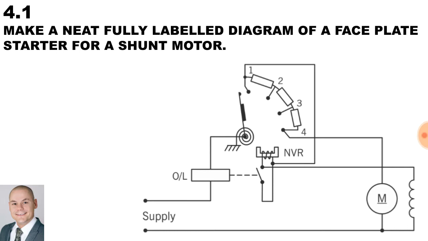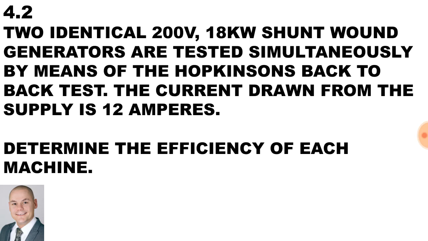Now it's important to note that this is a shunt motor, therefore the field winding and the armature are in parallel. We have our resistors connected in series with the armature. We have our position arm, the no volt release coil, and the overload relay.